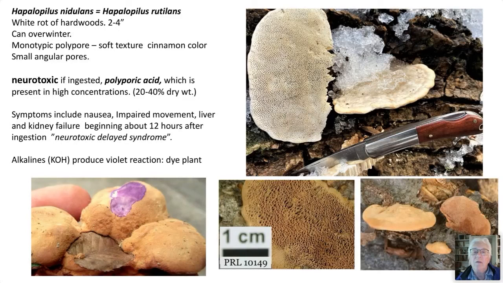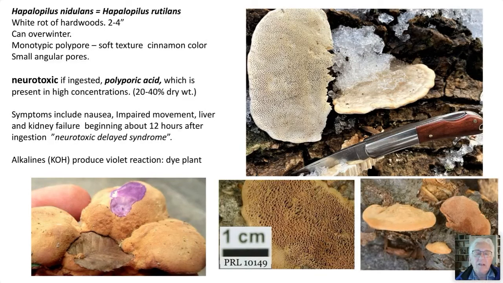Well, you don't want to make a tea out of this mushroom because it contains a very serious toxin, polyporic acid, about 20 to 40% dry weight. So if you were to make a tea out of this and drink it, that would be a very serious condition.